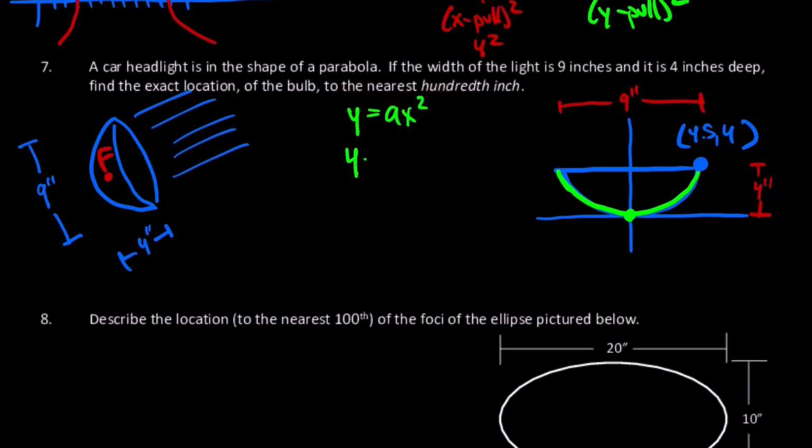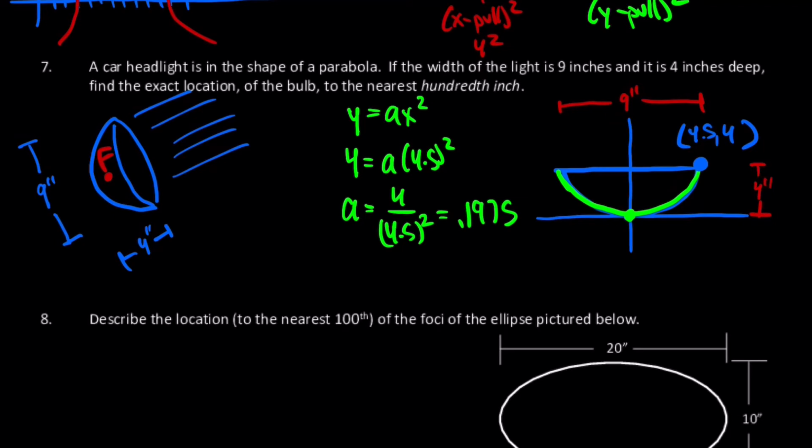So 4 equals a times 4.5 squared. A equals 4 divided by 4.5 squared. This is all calculator active. If I do that, I got 0.1975 to 4 places. So that's great. I got A. But what does that do for me?